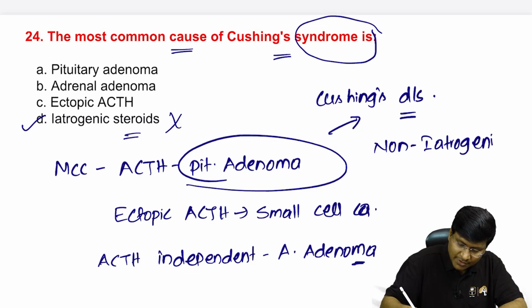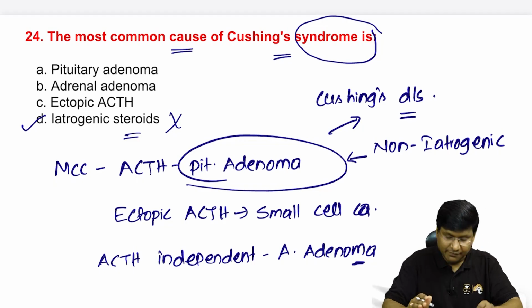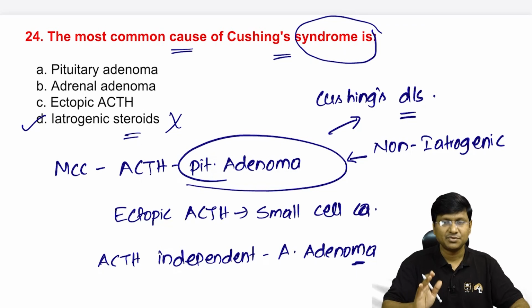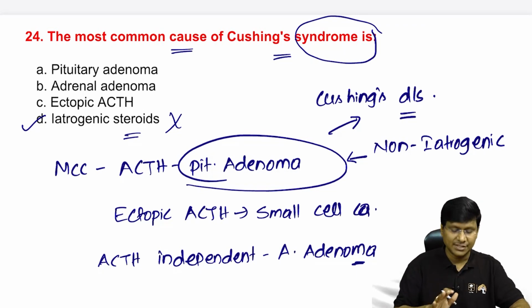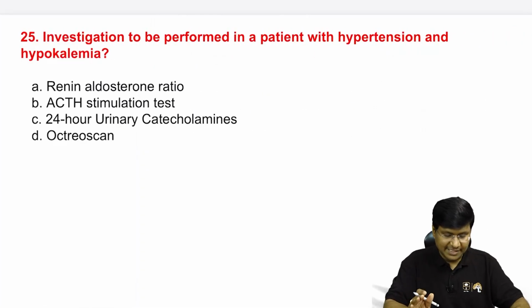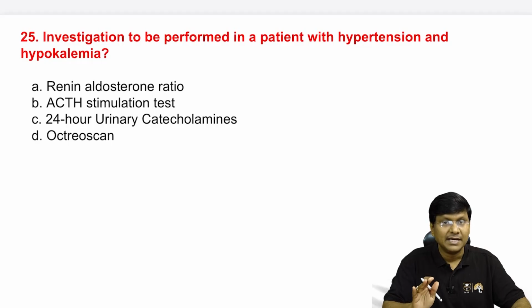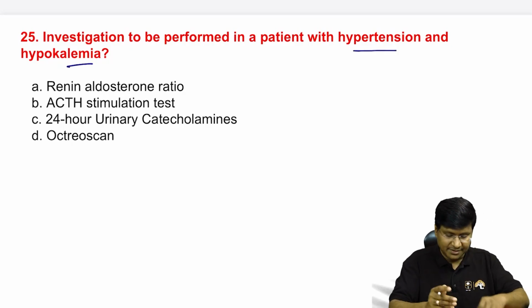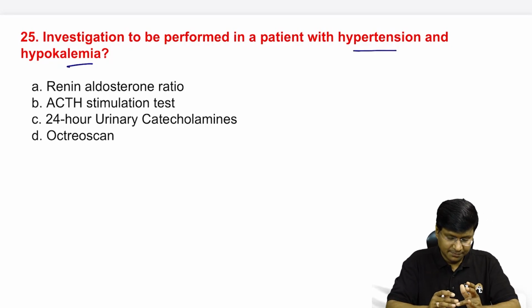The most common cause of non-iatrogenic Cushing's will be, again, the pituitary adenoma. So this is the story related to Cushing's. Next, the investigation to be performed in a patient with hypertension and hypokalemia: renin-aldosterone ratio, ACTH stimulation test, 24-hour urinary catecholamines, or the octreotide scan.